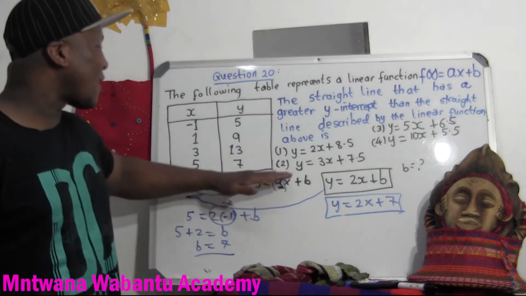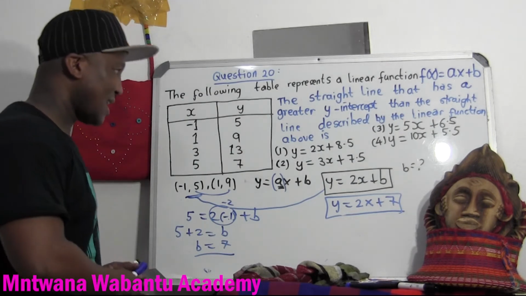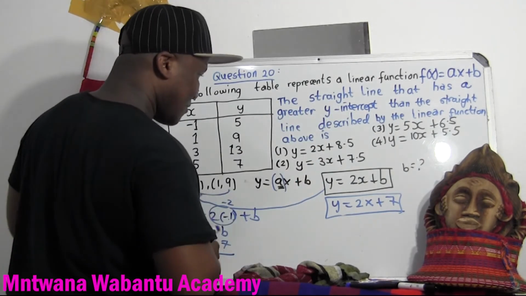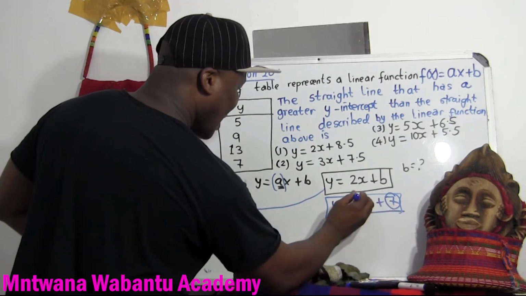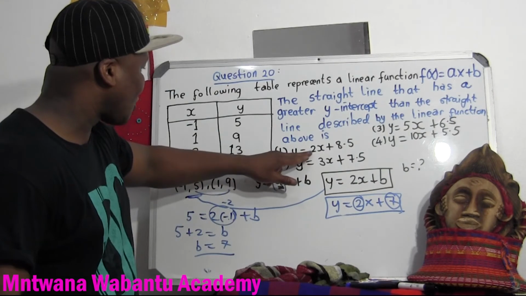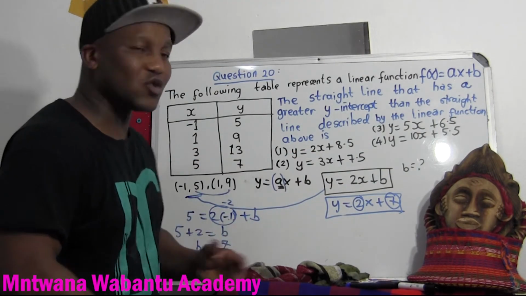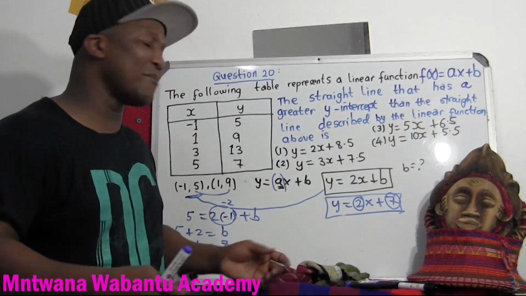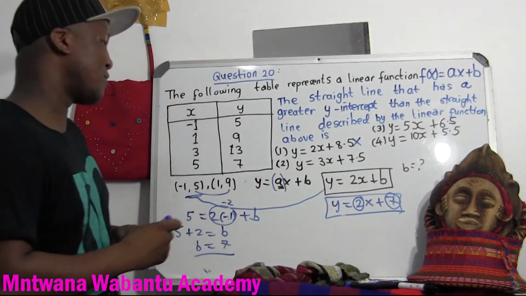So we want to look, out of all these options, which one has the greater y-intercept. This one has a y-intercept of 7 and a slope equal to 2. Now, let's start to compare. If I compare this with the first option, no, it's not true, because they have the same slope. Since one condition already fails, everything is disqualified. So this one is disqualified. Now let's go for the second one, B.